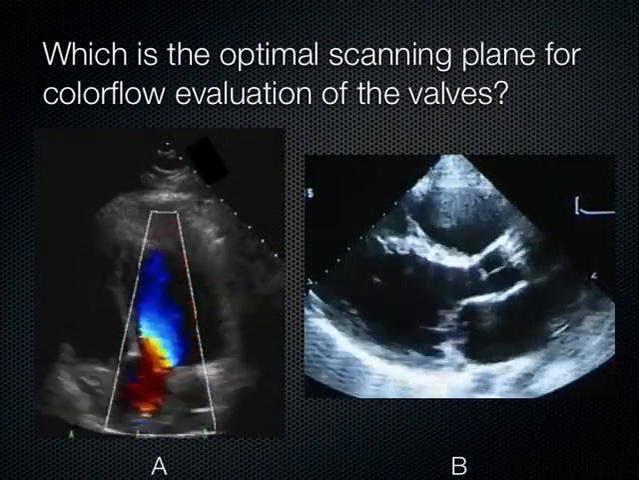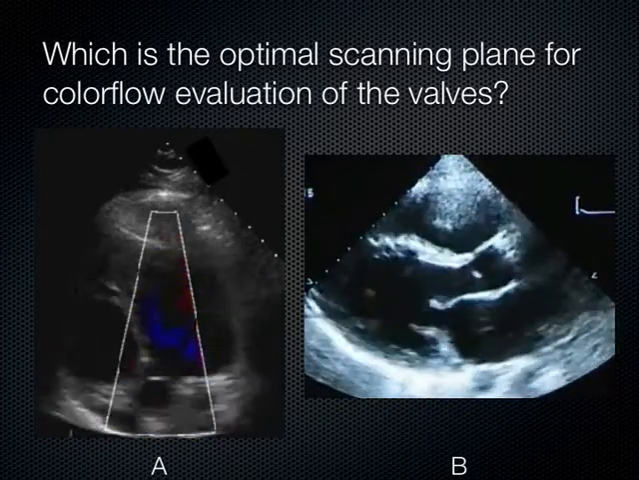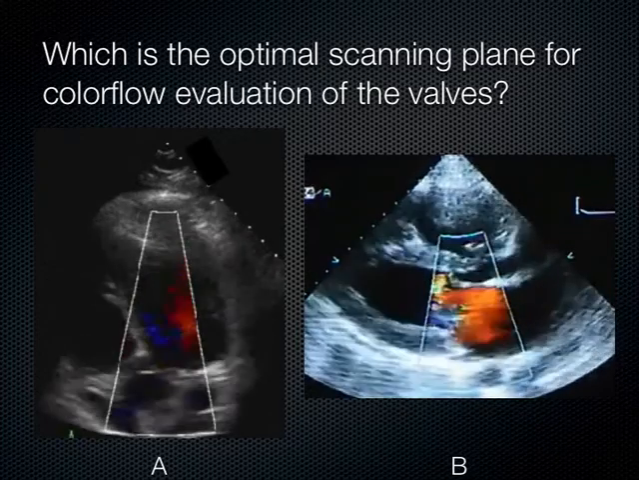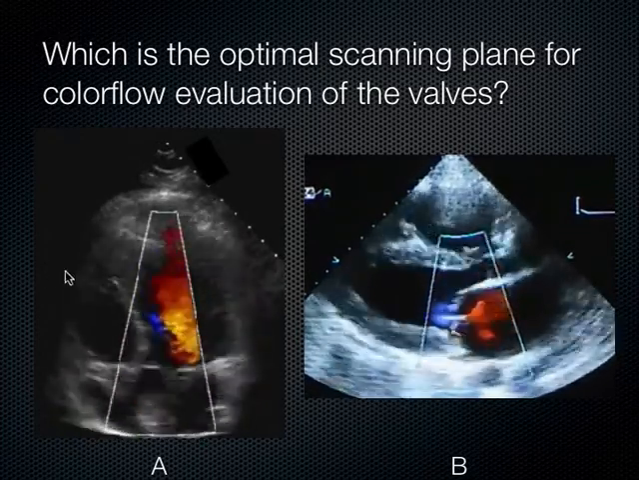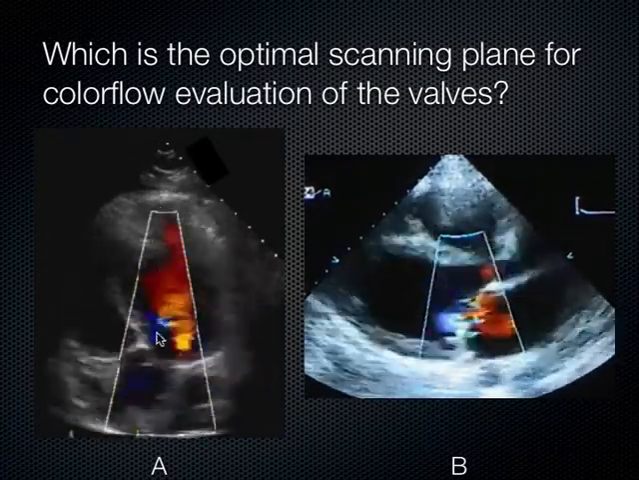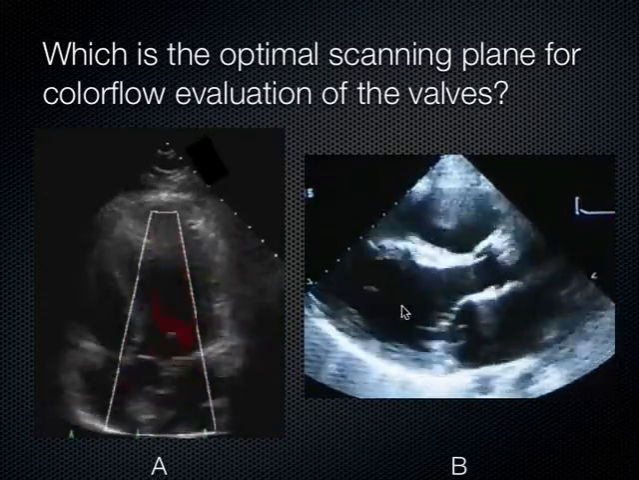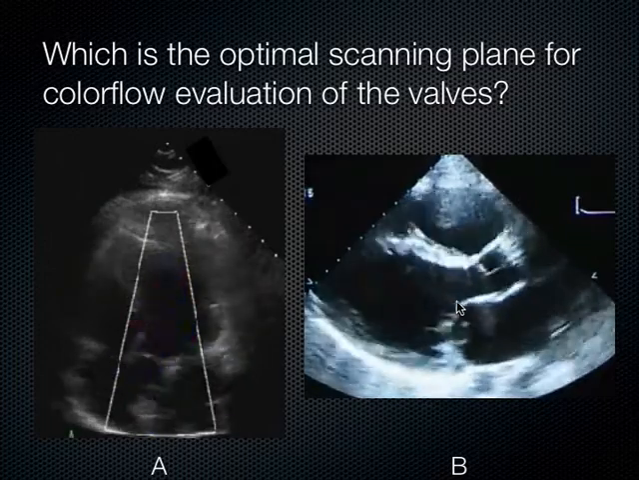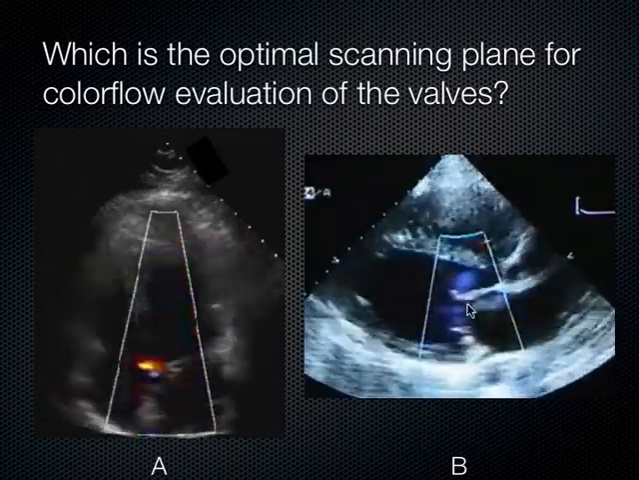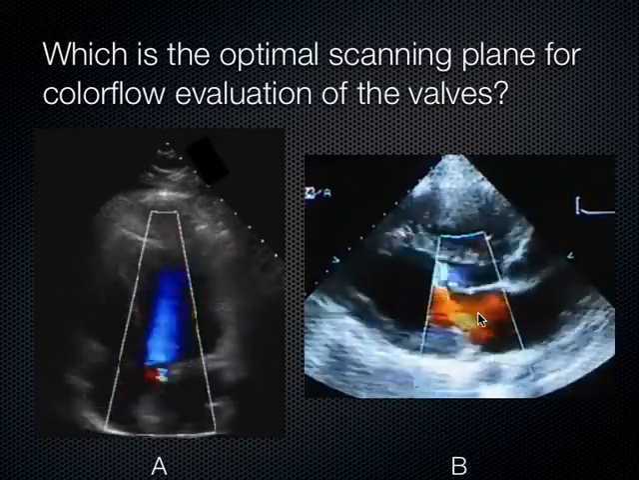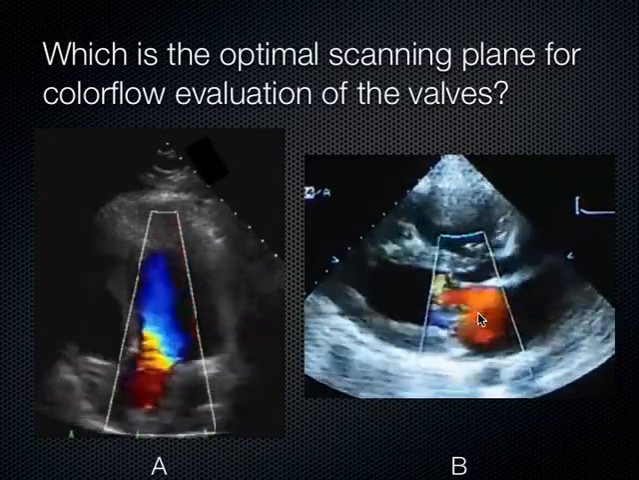Just one more thing I want to mention here is which is the optimal plane to use color flow for the evaluation of the valves. I told you that you want the probe to be more parallel to the flow of the blood, as it is in the apical four-chambered view. Here in the parasternal long view, it's more perpendicular to the flow of blood. And you don't want to be perpendicular because cosine of theta is in the Doppler equation, and cosine of 90 is 0, and you don't want to have a 0 in any equation.